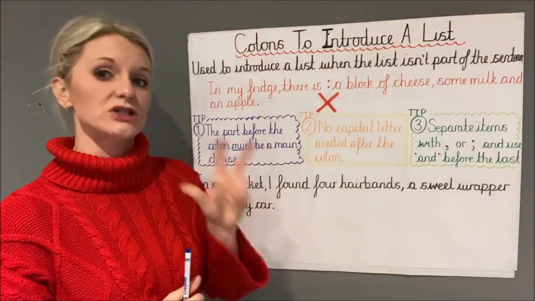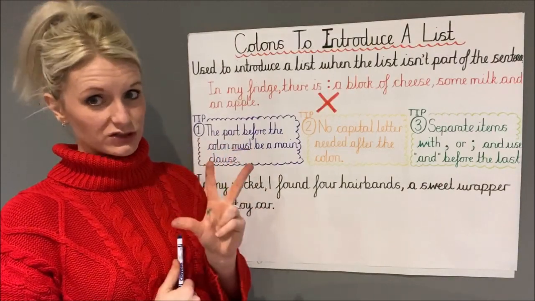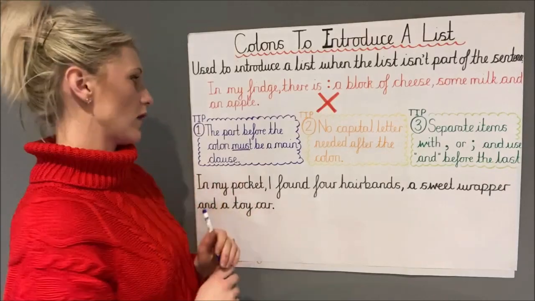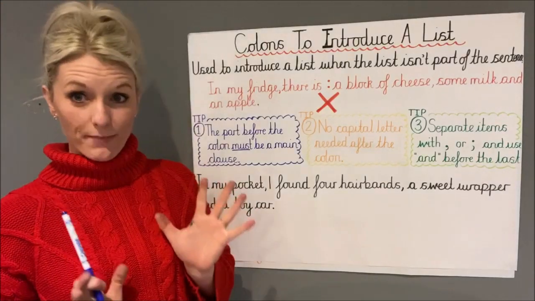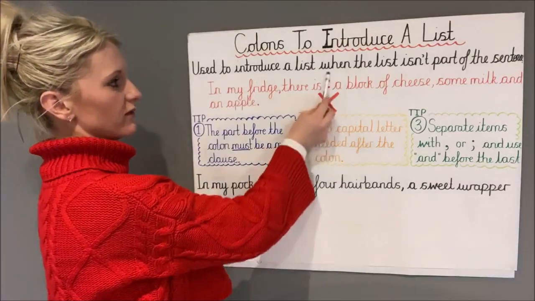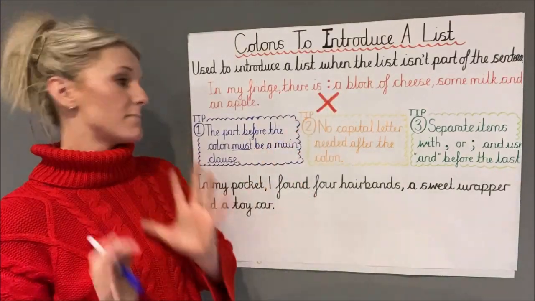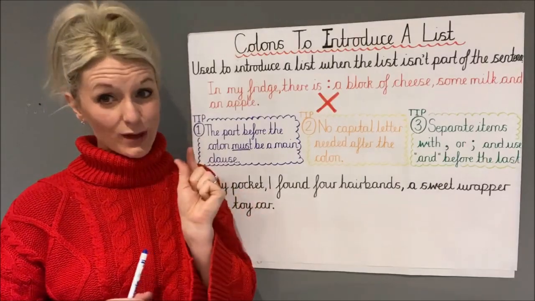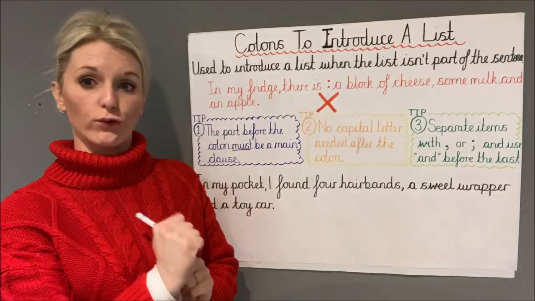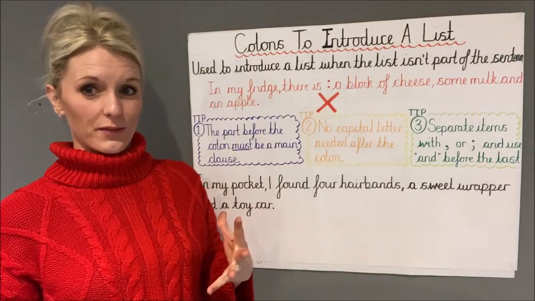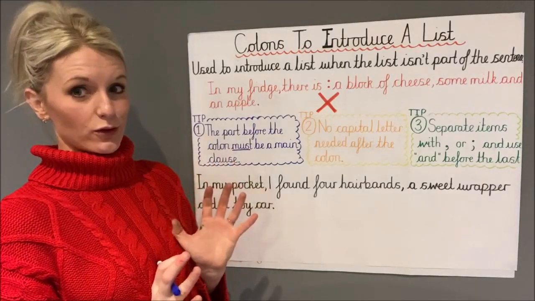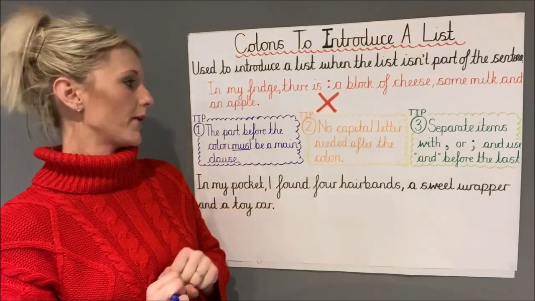So that leads me into the 3 tips that you need to remember if you are going to be using a colon to introduce a list. So my first tip, and a real bugbear of mine, is the part before the colon, which is this punctuation mark here, remember, must be a main clause. Now, a big clue if it's a main clause will be that it will make total sense on its own. If I put a full stop there, that sentence would still make sense, okay? So the part before the colon must be a main clause. It must make sense on its own, okay?